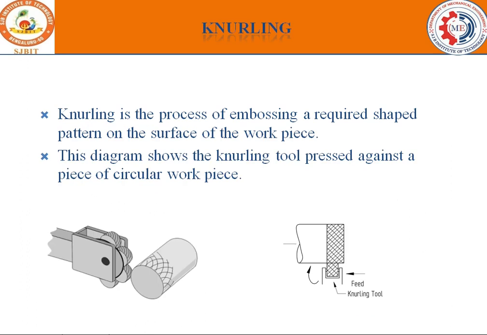So knurling is nothing but embossing a required shape or pattern on the surface of the workpiece. By getting that required shape on the workpiece, it will be used for gripping purposes. Once the tool is applied on the surface, you can see the cross marks. It is visible on the surface, so that you will be able to get the required embossing on the surface. There is a tool which has to be used for knurling. It is this type of tool, so that it will be able to get embossing on the surface.